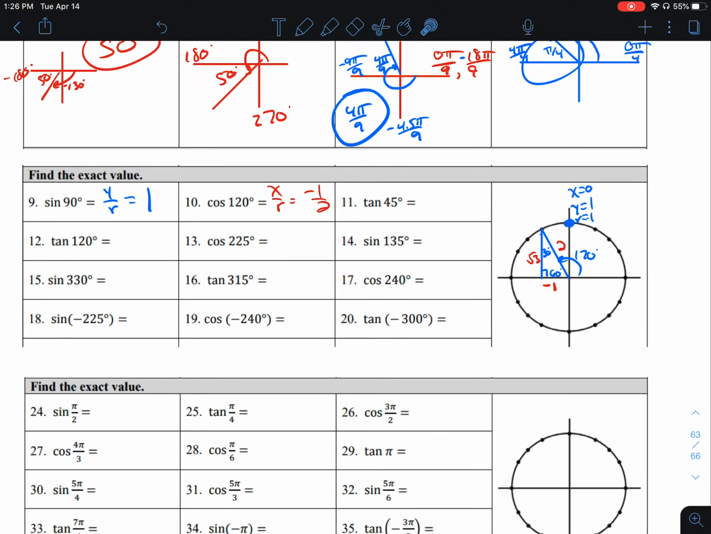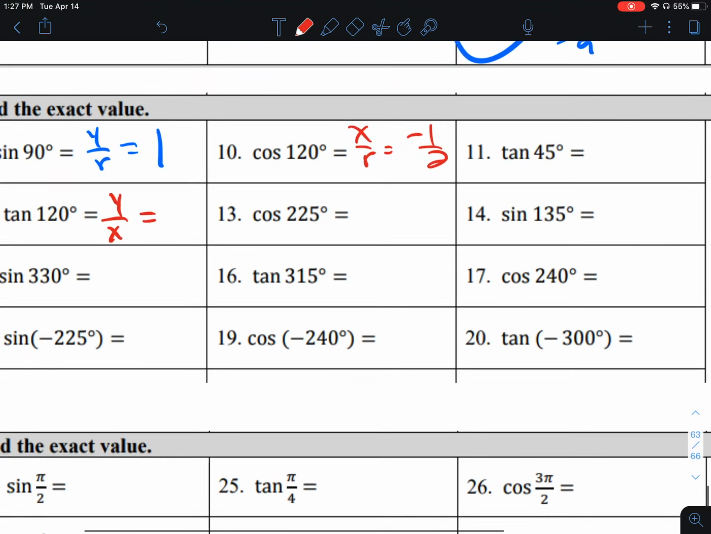While I'm here, there's another 120, so let's do that one as well. Tangent of 120, it's the same picture that I have drawn here. Tangent is y over x. Y is the square root of 3, x is negative 1. So this is square root of 3 over negative 1, and this reduces to negative square root of 3.